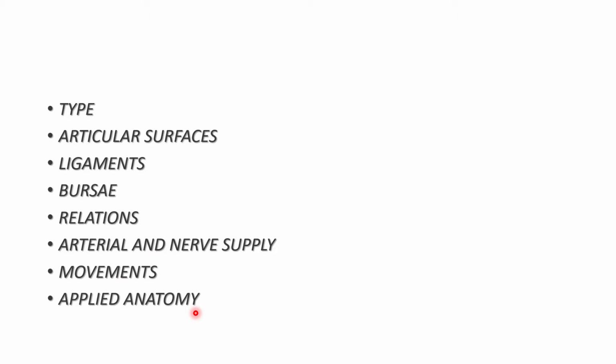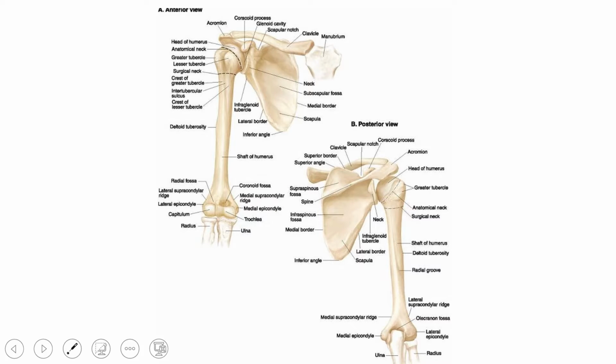To begin with the type of the joint, here is the multi-axial ball and socket variety of synovial joint. It is multi-axial, as it possesses three degrees of freedom of movement. Hence, it is called the multi-axial ball and socket type of synovial joint.